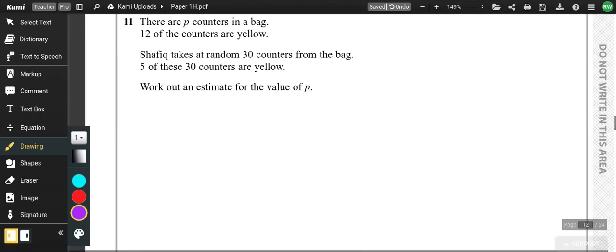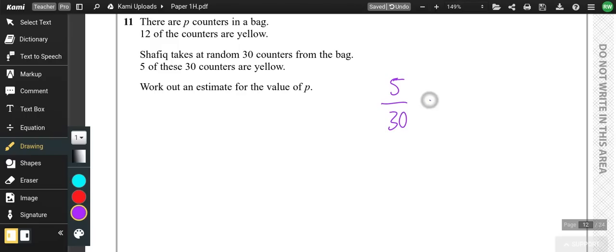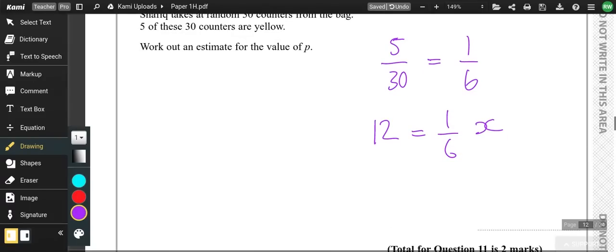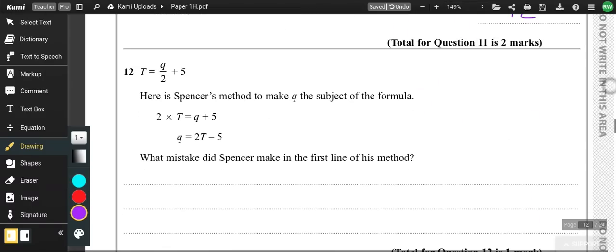There are P counters in a bag, 12 are yellow. Let's take at random 30 counters from the bag, 5 of these. So 5 out of 30 were yellow. That's 1/6. So approximately 1 in 6 chance of getting yellow. Now, if the 12 counters are yellow, that's 1/6 of the total. Then we can times both sides by 6, and that'll give us the number of counters in the bag, just as an estimate.